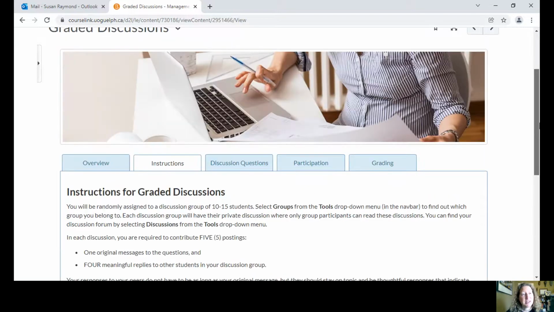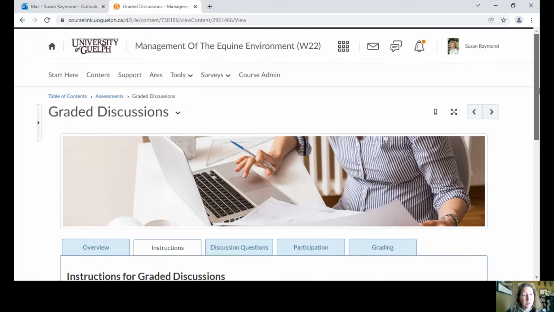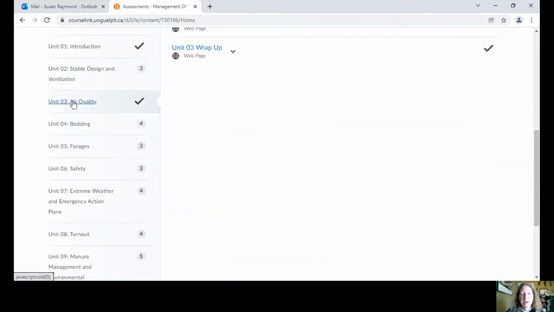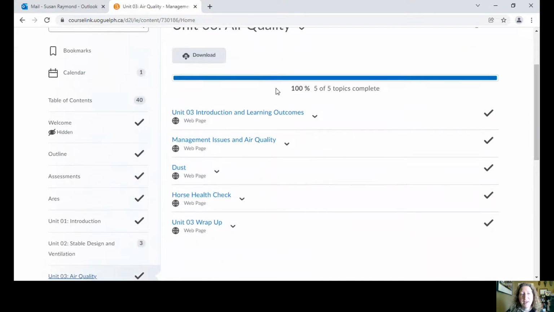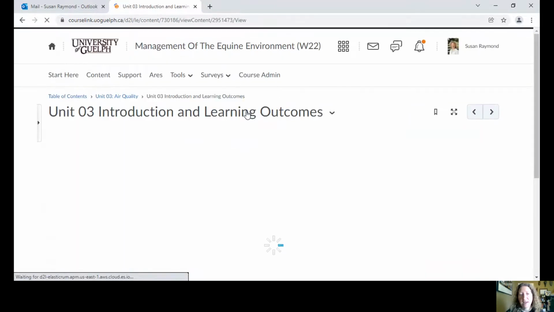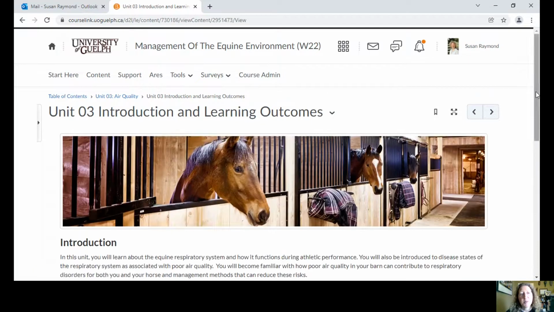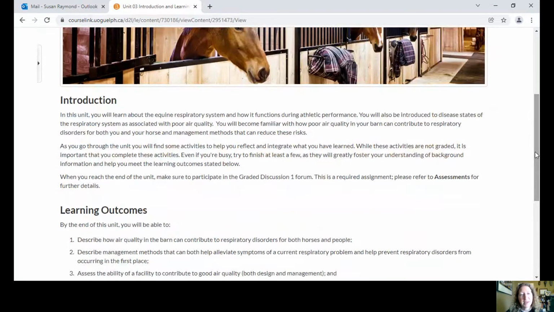Now, in terms of the content, this week we are working through Unit 3, which is air quality. And some points came up last week about ventilation and air distribution. One point I'd like to make is I pointed out in a couple of discussions that with horses, historically with the horse industry, we haven't paid a lot of attention to ventilation or design of our barns.